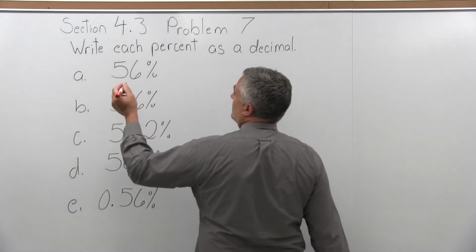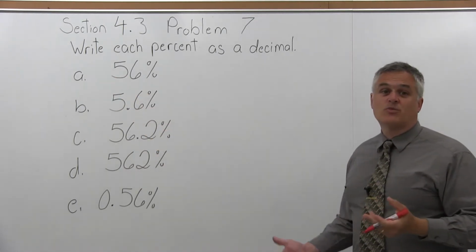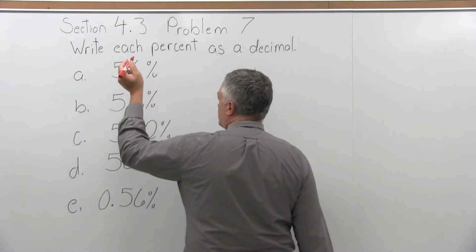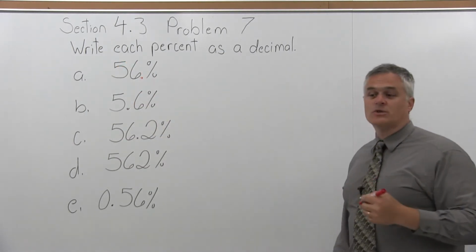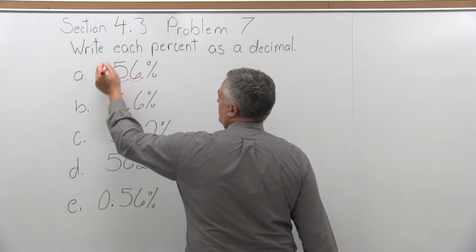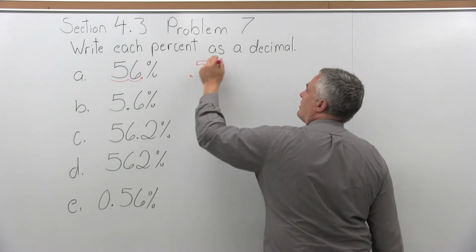So the first one, we have 56%. We want to write it as a decimal. So to do that, you have to take the decimal point and move it 2 positions to the left. Well, there's no decimal point written, but you can assume the decimal is at the far right, or in other words, to the right of the 6. So to make the percent into a decimal, you're going to move that decimal point 2 places to the left. So it'll come in front of the 5, giving you .56.